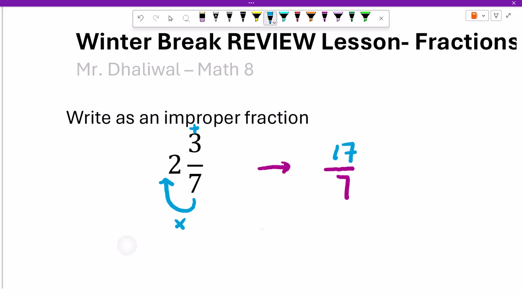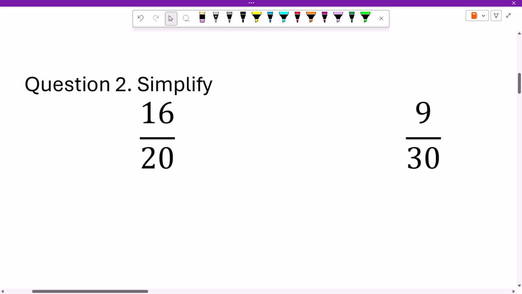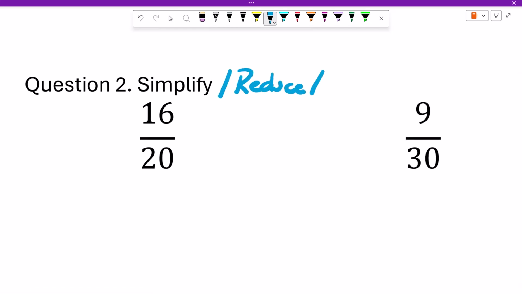Now, next question. If I use the word simplify, or reduce, or lowest terms, it all means the same thing. It means make the fraction the smallest version of itself as possible. How do we do that? How do we make fractions smaller?